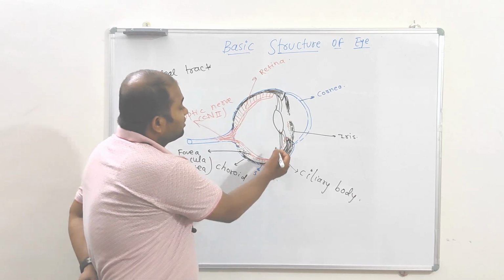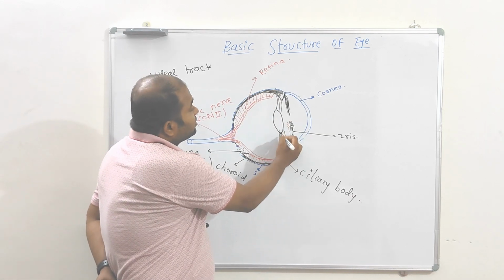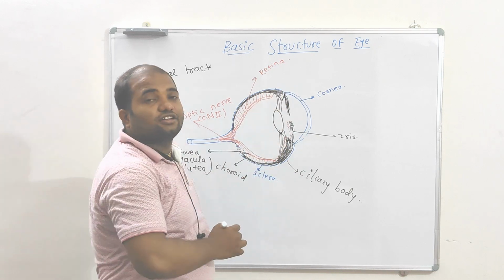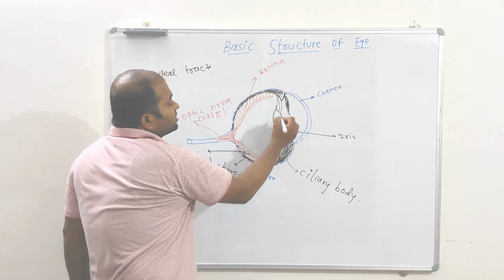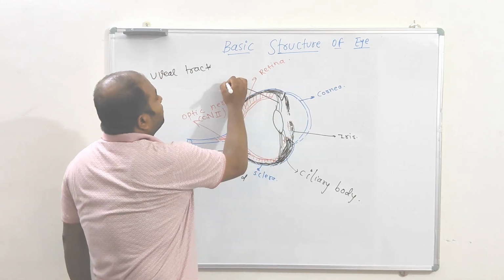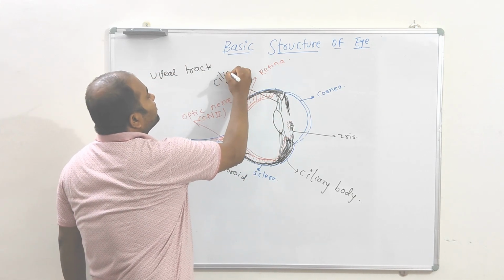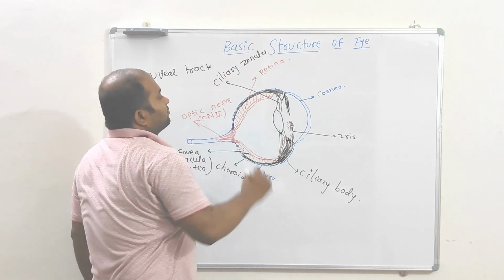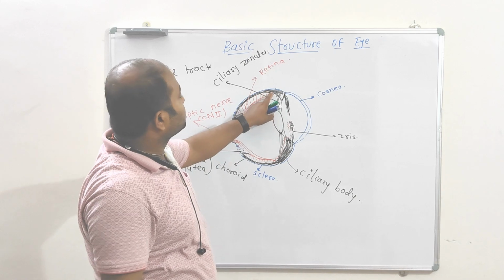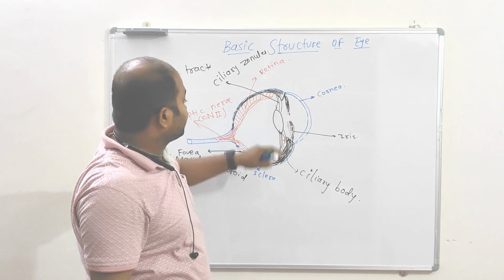This thread-like structure is called the suspensory ligament of the lens, or another name given is ciliary zonules, which attach to this ciliary body, right?